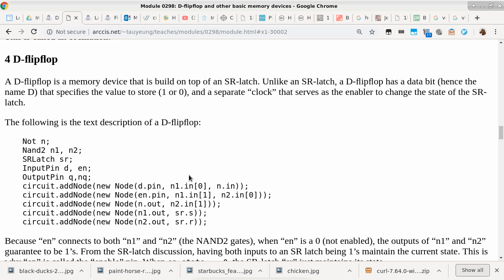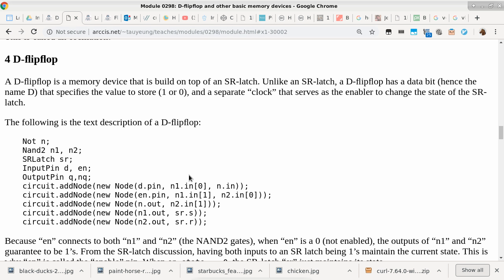So the next one is a little bit more complex. So now we have a D flip-flop. By the way, the D only stands for data. So it's not anything really interesting. This is a data flip-flop. It has one NOT gate, one AND gate, 2 NAND gates, one SR latch, 2 input pins, one is D and one is EN, and 2 output pins, one is Q and one is NQ.